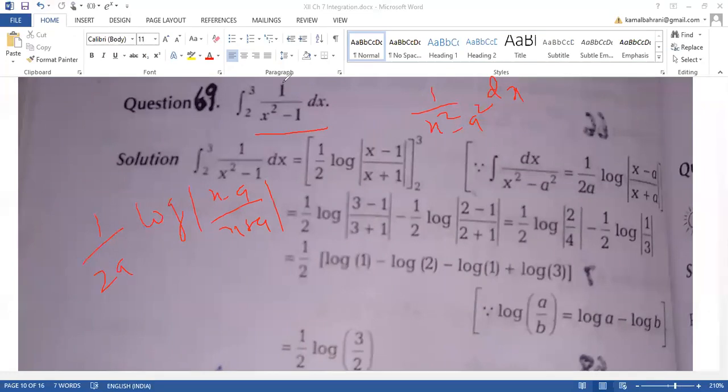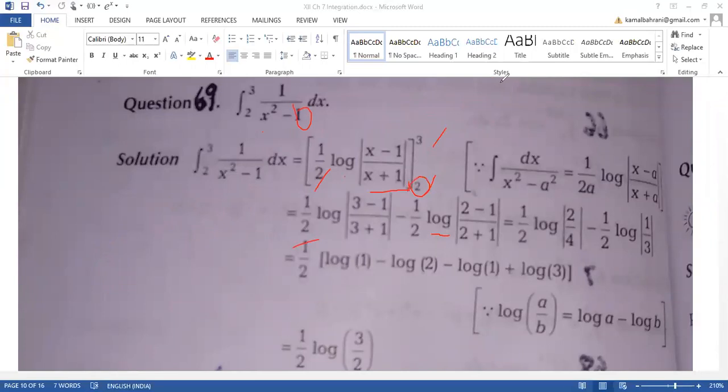So 1 upon 2a, where a is 1, so 1 upon 2 log of x minus 1 upon x plus 1. Now the limit is from 2 to 3. The only thing is you have to apply the limit. Now how will we apply the limit? 1 upon 2 log of, first we will have 3 minus 1 by 3 plus 1, minus half of log, where the limit 2 is applied, 2 minus 1 by 2 plus 1. So what are you going to get?